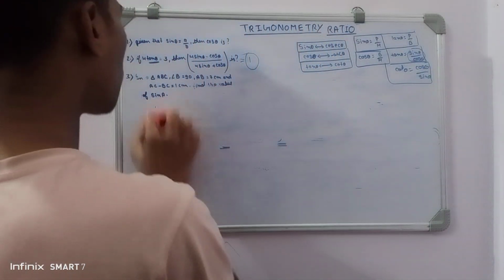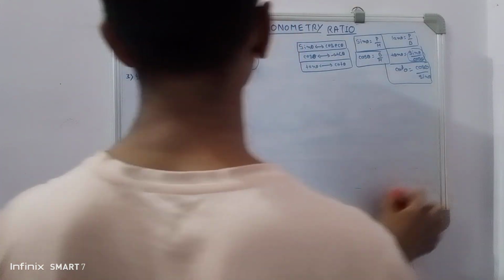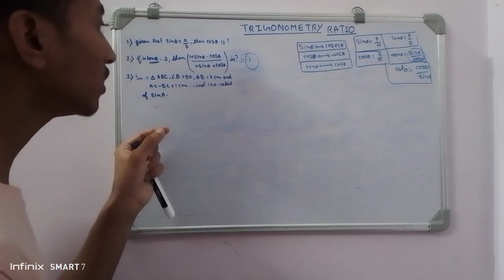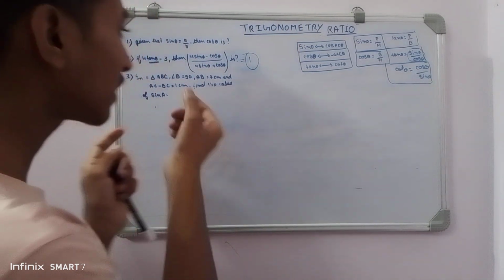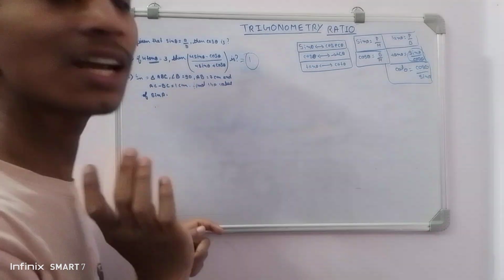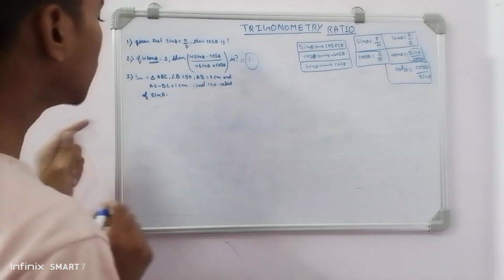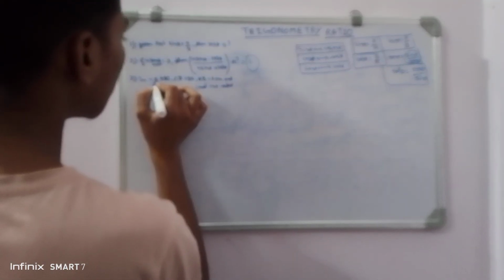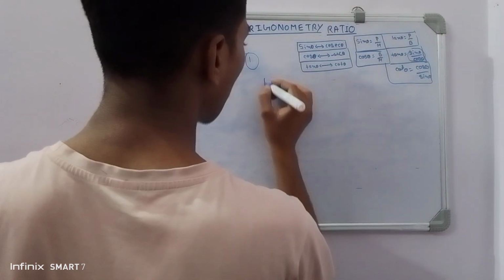Now moving on to question number 3, which seems difficult, but really you have to use a single concept to solve this one. We are given triangle ABC. So first we have to make a triangle.